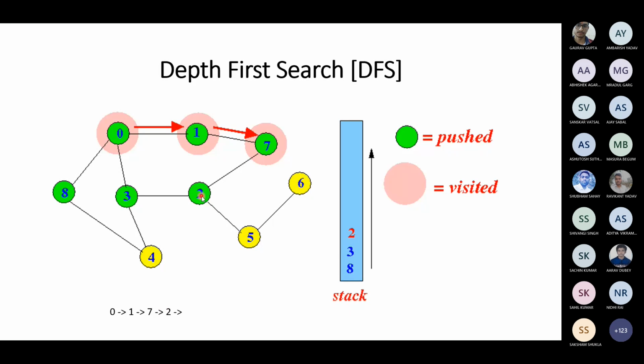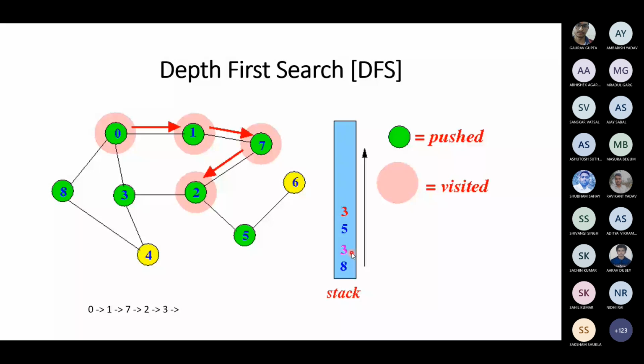After visiting 2, you need to push 3 and 5. But 3 is already there in the stack. So you will push 5. Correct? Yes, sir. So 3 you visited 2 times. Here after 2 you visit 5 and 3. 3 is already there. Either you can visit 3 or you can visit 5, because 3 came again here. So if you choose to go to 3, 3 will be visited.